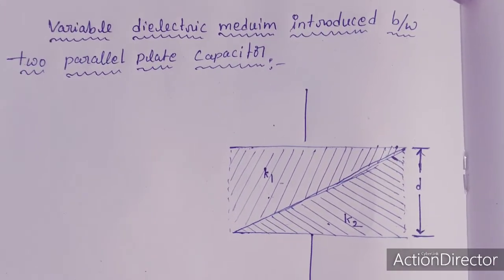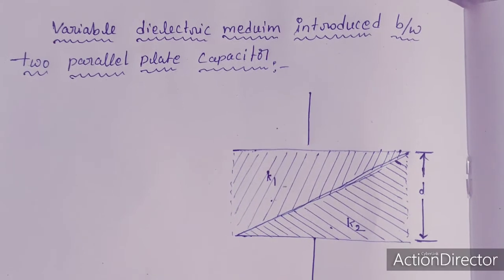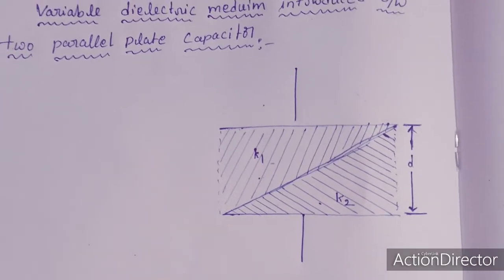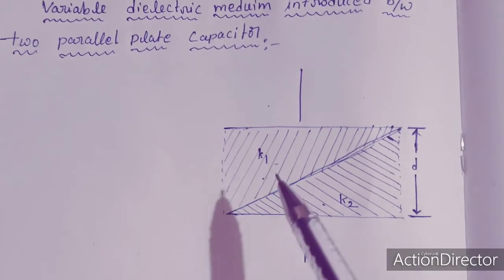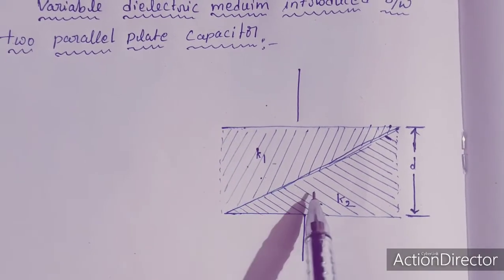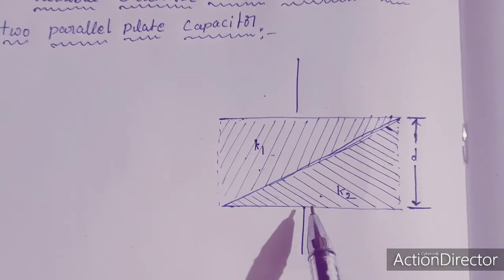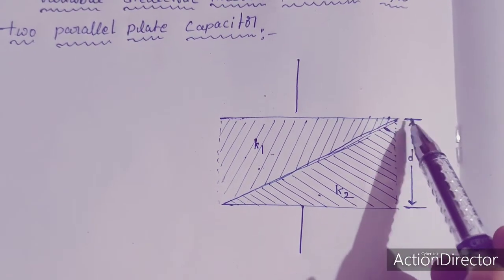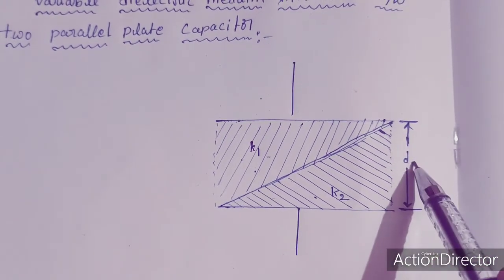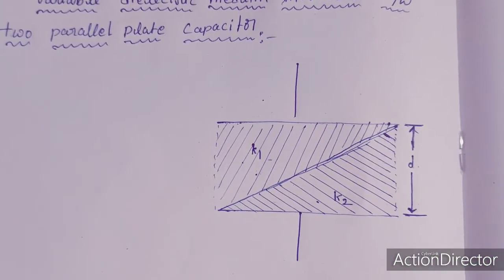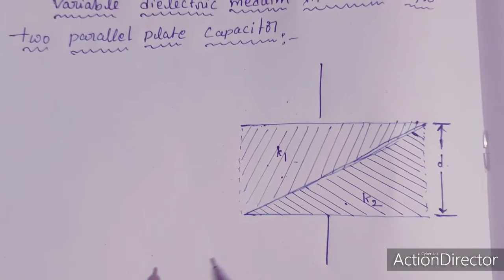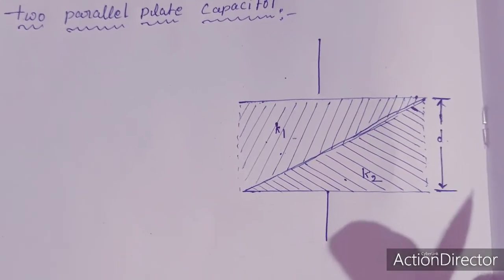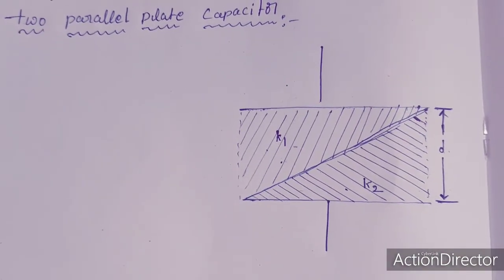Today we are discussing a variable dielectric medium introduced between two parallel plate capacitor. First we have to observe this diagram. Here two dielectric media are introduced between two parallel plates, and the separation distance between the two parallel plates is small d. Now we have to explain the capacitance of this parallel plate capacitor.